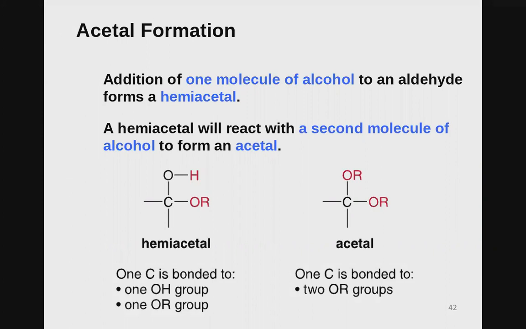Now, this addition of one molecule of an alcohol to an aldehyde is what we call a hemiacetal. I just mentioned that. And a hemiacetal then reacts with a second molecule of alcohol to form an acetal. So again, just what we saw. But one carbon is bound to a hydroxyl group and an OR group, and here one carbon is bound to two OR groups. So distinct. And remember, R can be, in the case of oxygen, hydrogen or anything else.